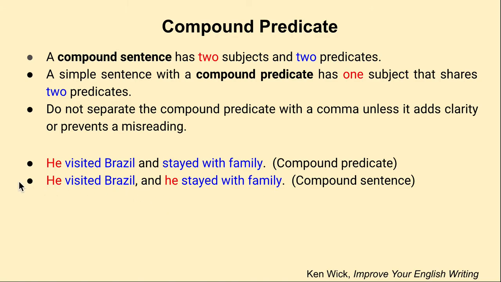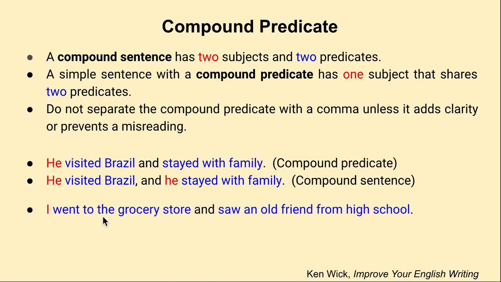So what most people do is they write the second sentence here and they forget to put the subject here. And therefore it's wrong. Because you only put a comma in a compound predicate where it's not clear, or you need to add clarity or prevent a misreading. There's no way, or not to say there's no way, but misreading this sentence here is not likely.